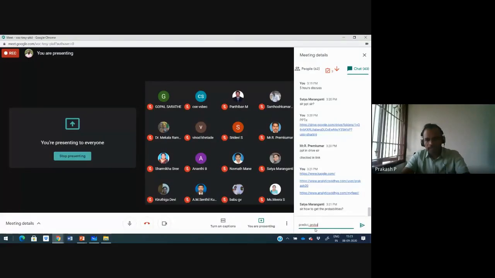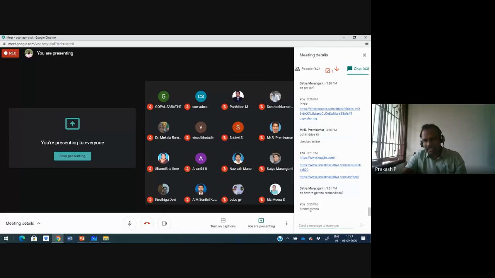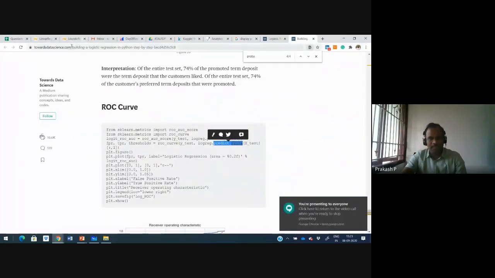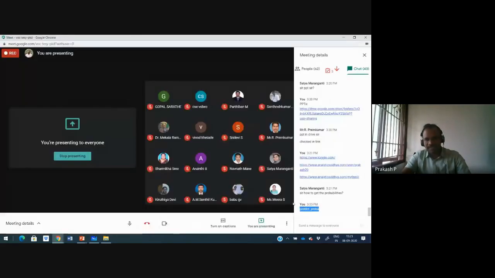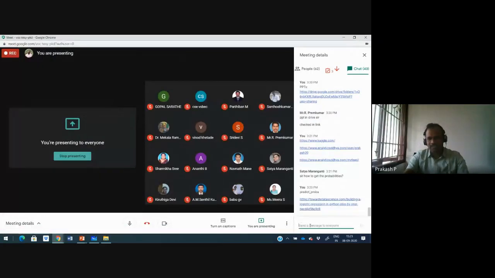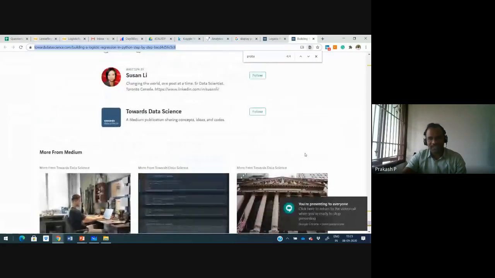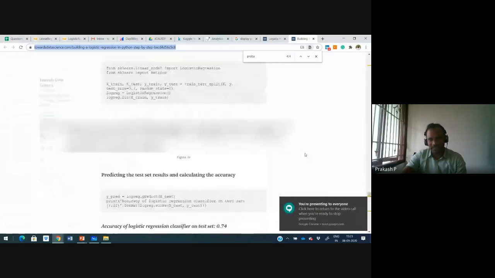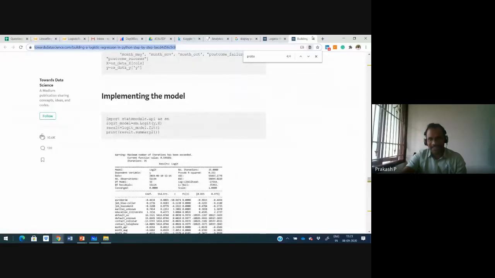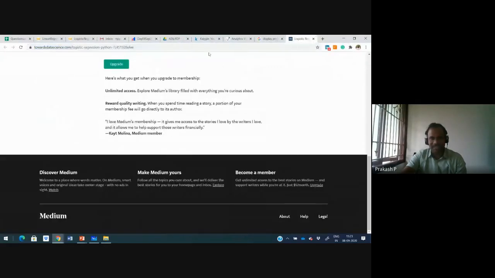I think it is predict probability. Can you please check? There is a method called predict probability. This link has so many details. They have done it step by step in logistic regression, up to the ROC curve. Please read it when you have free time. This example is very nice. They nicely build the logistic regression model.